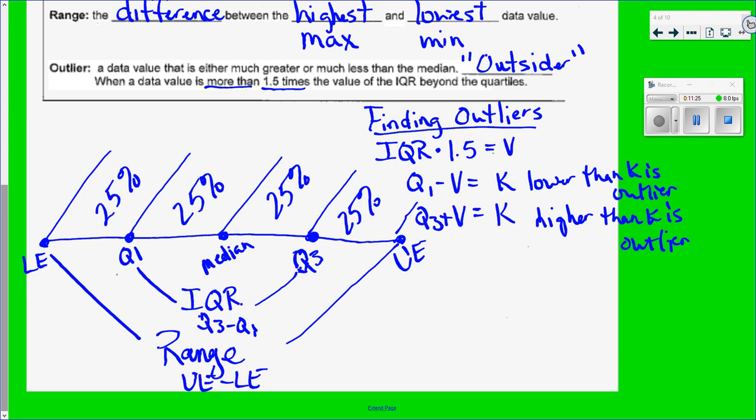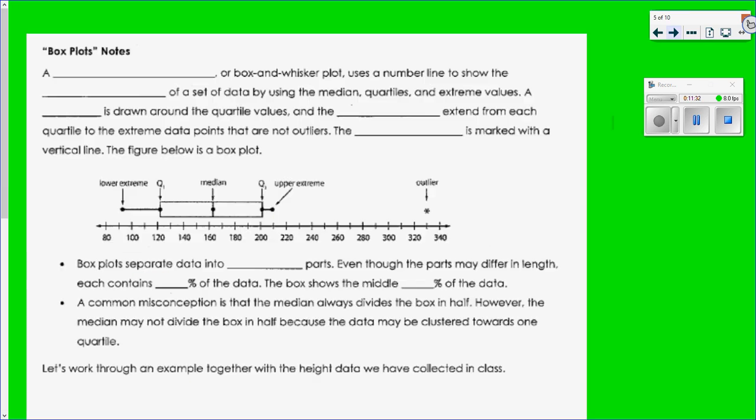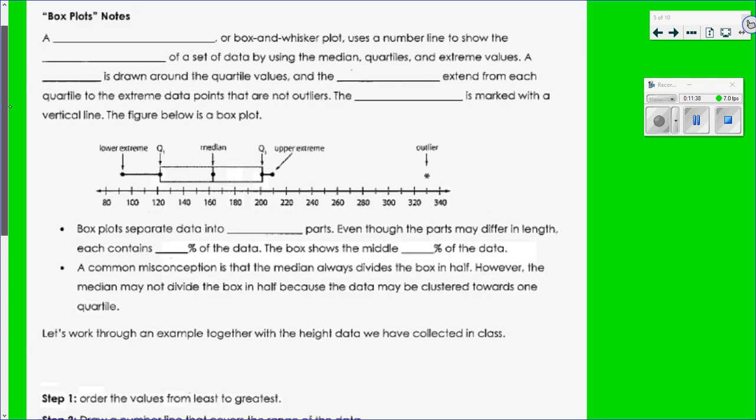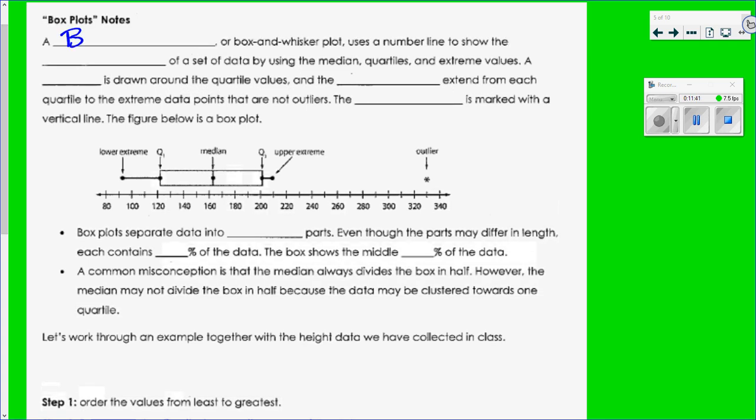Any questions on this page? Okay, so we were setting the background for what we're going to be doing today. The next page is going to give us just a few more definitions. So today what we're looking at is box plots. So a box plot, also known as a box and whisker plot, which is how I've always called these before, uses a number line to show the distribution of a set of data.